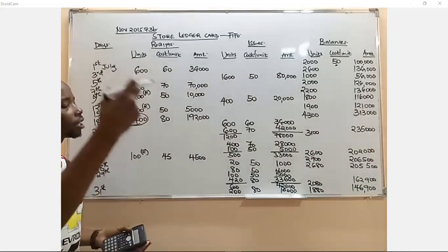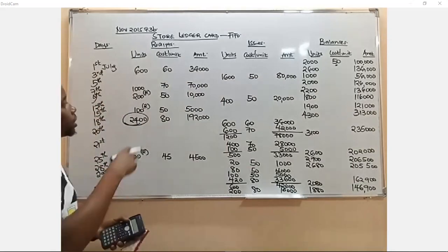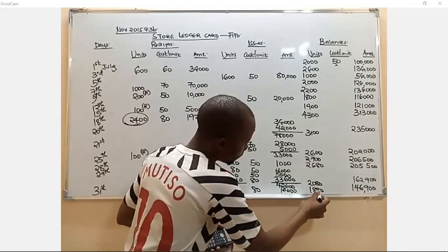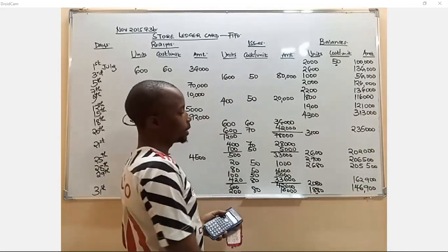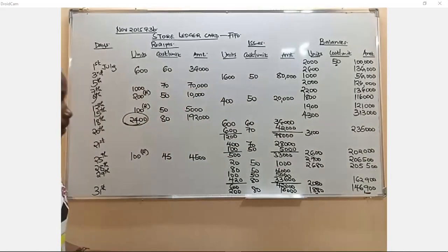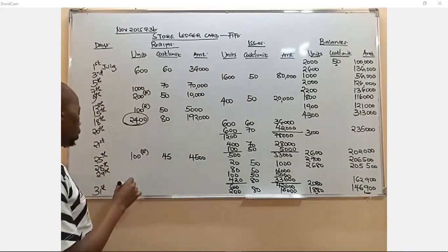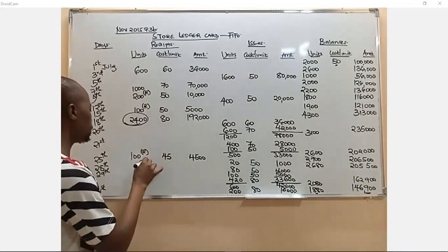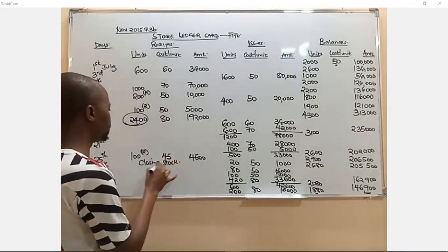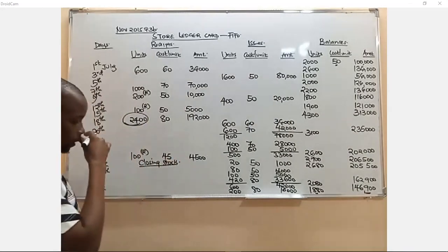So to end on the month of August, because this is a store ledger card for the month of July, the opening balance is also 1880. Then the total amount is 146,900. To determine whether I'm correct, you normally do your closing. Nakujanga pale kando naambia examiner, mimi najua kujipanga. Let me calculate my closing stock, right?